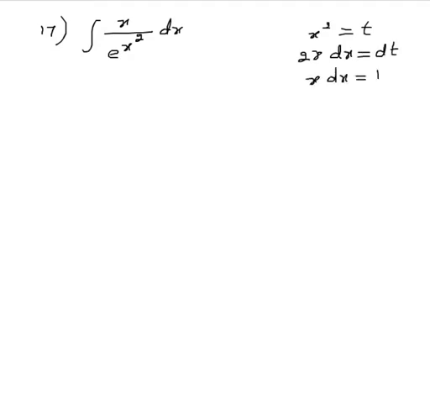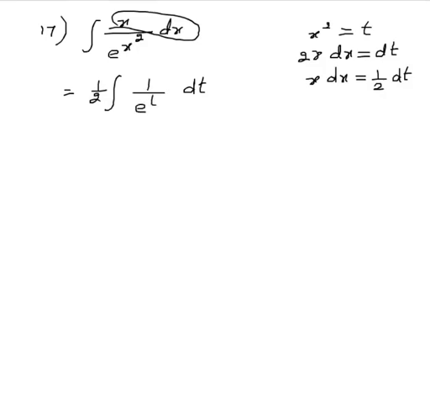Question 17. Integral x divided by e raised to x square dx. We know that differential of x square is 2x dx. So we will substitute x square as t. 2x dx is dt. We have x dx in the numerator, which becomes half dt. Let us substitute for x dx, which is half dt.